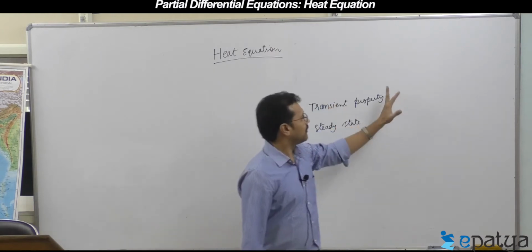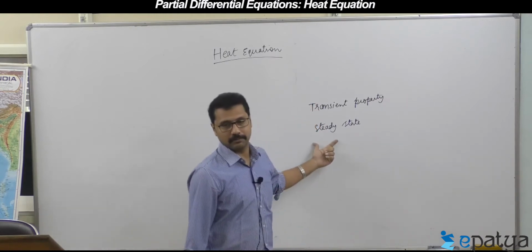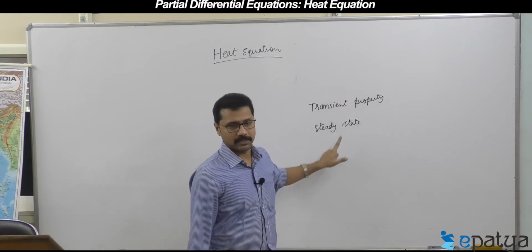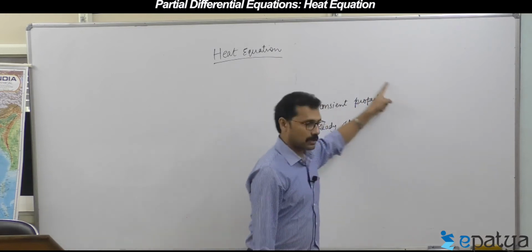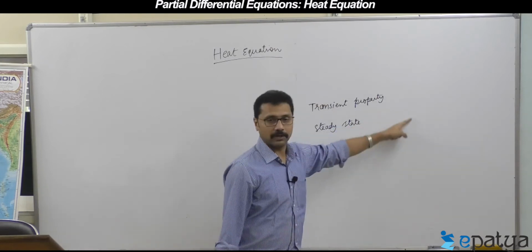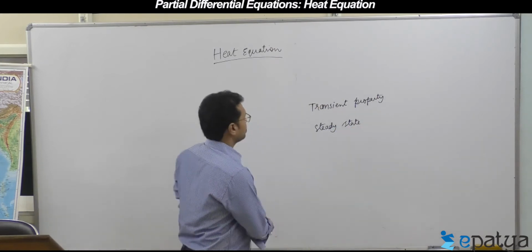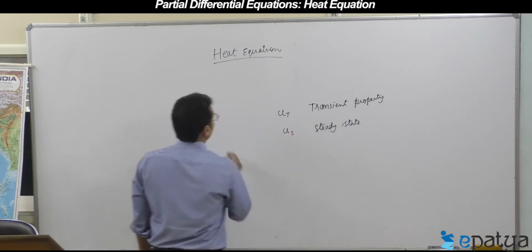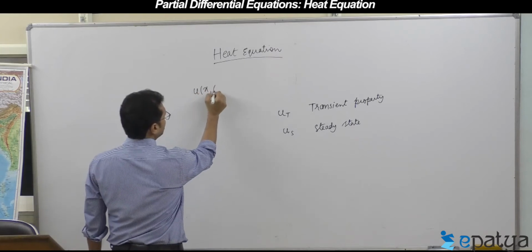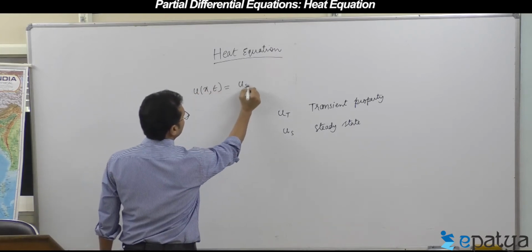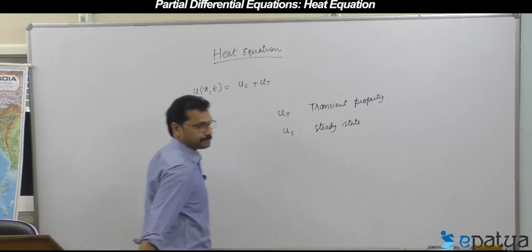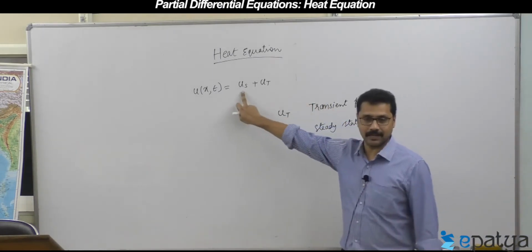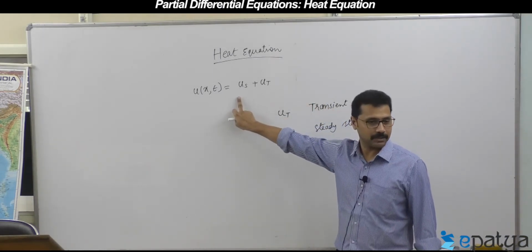At the same time, once T goes to infinity, steady state should prevail. Are you getting what I am saying? Once T goes to infinity, the steady state should prevail. So overall, both of them will be working in your equation. Suppose I say the transient property is UT and the steady state property is US. Your distribution of temperature U of x comma T will always be U steady state plus U transient. As T goes to infinity, UT becomes 0, so finally it lands up at US only, the steady state temperature distribution.